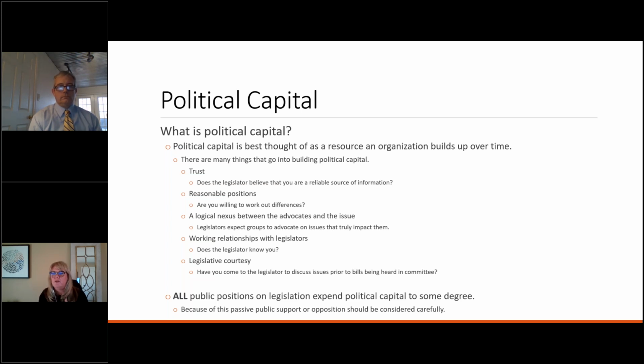This last note is really important. All political positions on legislation expend political capital to some degree, because even passive support or opposition is political, and we need to consider that carefully. If we passively oppose a piece of legislation, it doesn't settle well with the legislator who sponsored it and the other legislators in favor of it. They have a long memory when it comes to folks who oppose them, even passively.